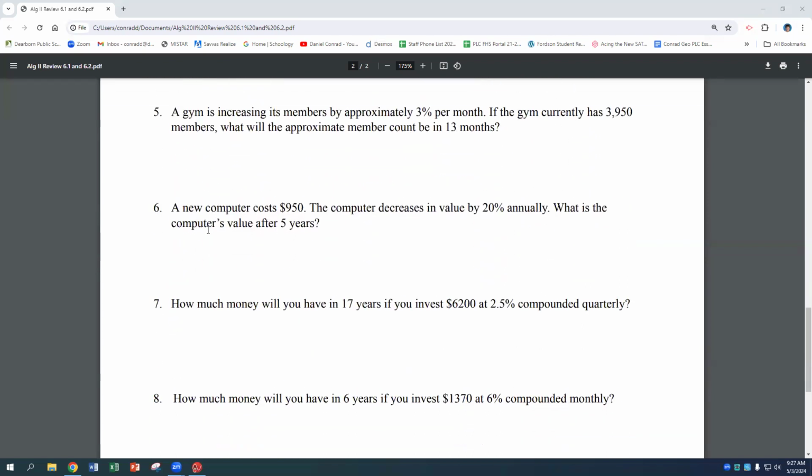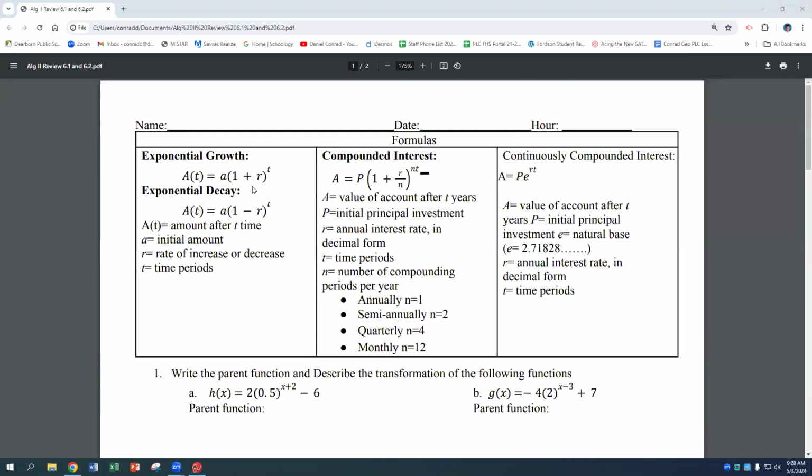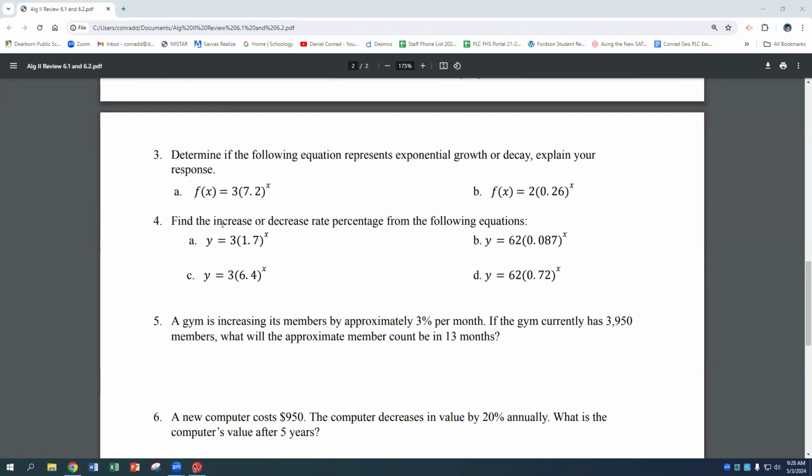So number 5, a gym is increasing its members by 3% per month. If the gym currently has 3,950 members, what would be the approximate member count in 13 months? So we're going by monthly, right? Oh, so this one's per month. Okay, so they make it a little more challenging. Okay, so we're just going to use the standard exponential growth for this one.